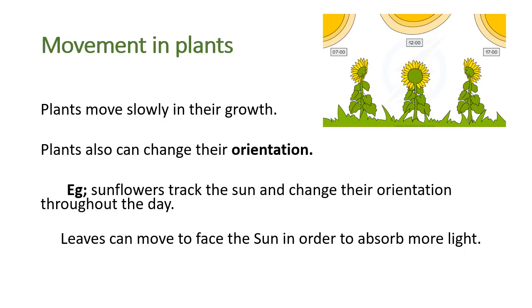Movement in plants. Usually, plants move slowly, and this happens throughout their lifetime through their growth. Plants also can change their orientation. For example, sunflowers track the sun and change their orientation throughout the day. Leaves can move to face the sun in order to absorb more light.